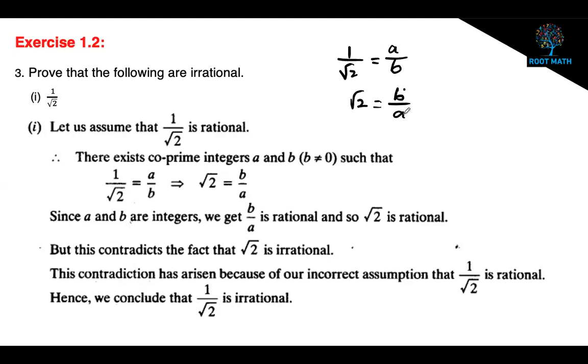Since a and b are integers, a over b or b over a, both will give you rational answers. So b by a is rational. And if b by a is rational, which means that root 2 is also rational. But it is not possible because root 2 is irrational. Because of our incorrect assumption that 1 by root 2 is rational, we arrived at this contradiction. Therefore, 1 by root 2 is irrational.